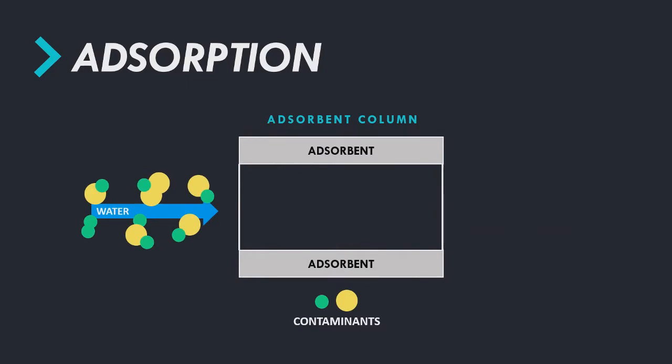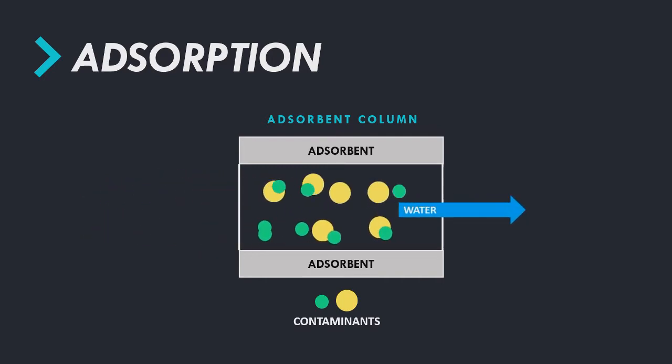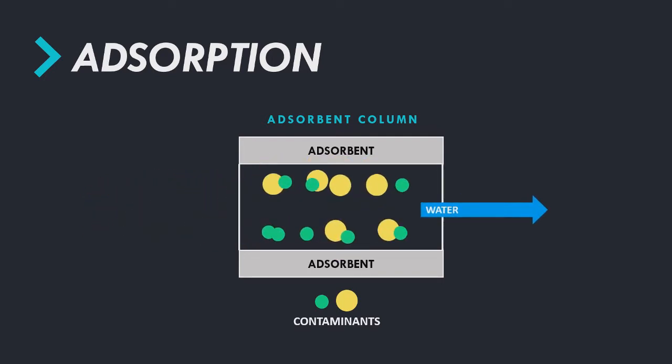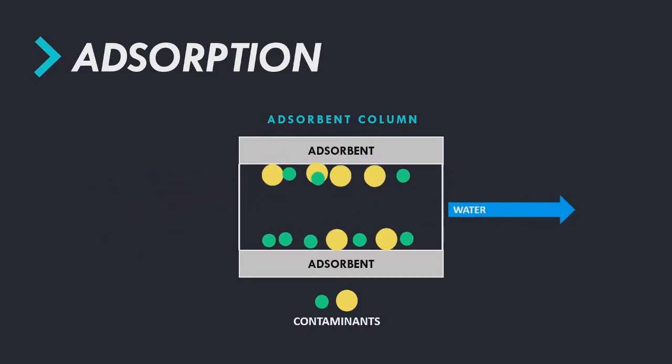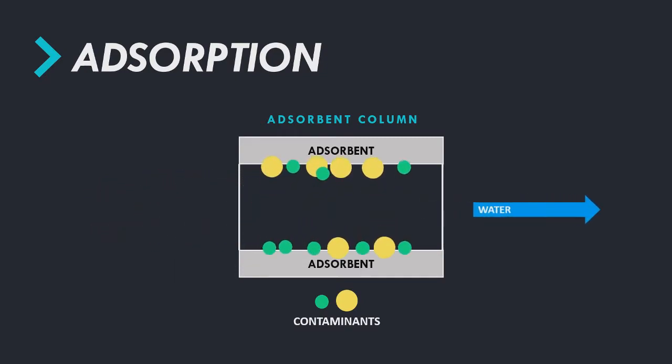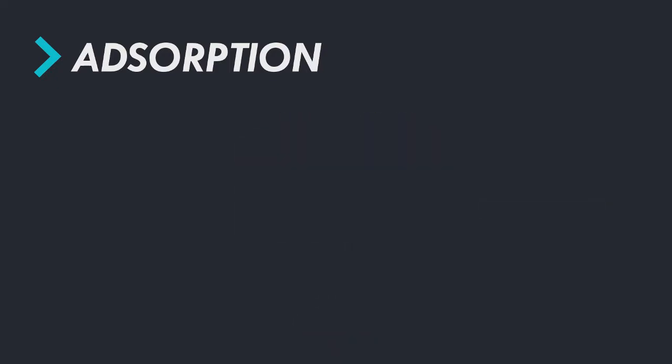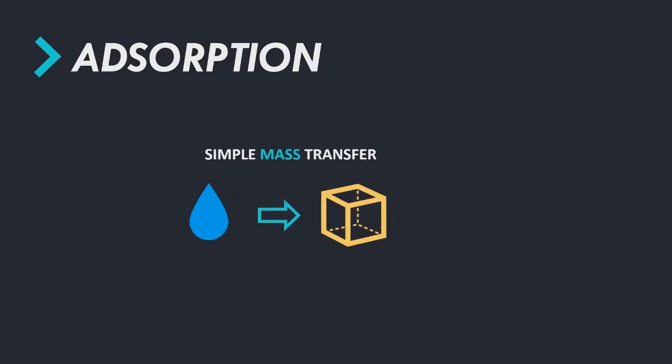So how does this method work? The process of separation is based on the selective adsorption, such as thermodynamic or kinetic selectivity, of the contaminants by an adsorbent owing to specific interactions between the surface of the adsorbent material and the adsorbed contaminants. Basically, it is a simple mass transfer from the liquid phase toward the solid phase.